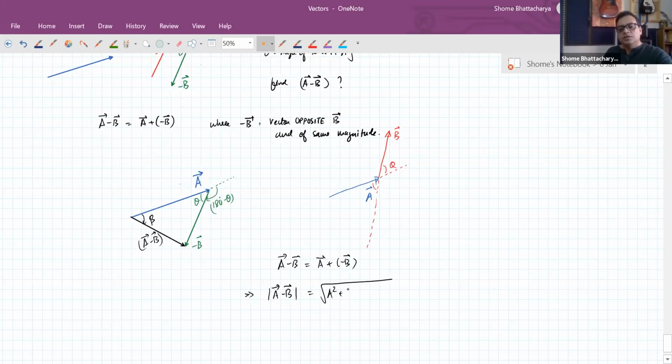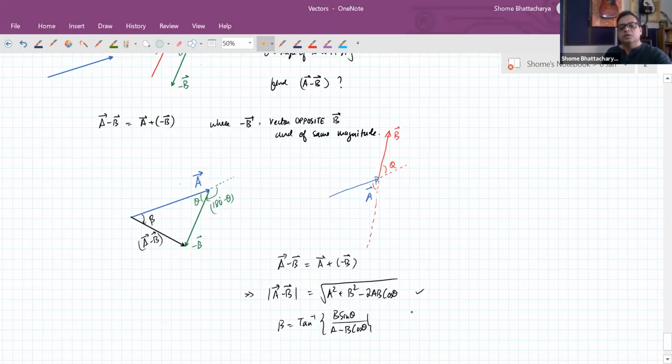what we'll end up with as a formula is that magnitude of A minus B will become root of A square plus B square plus 2ab cos of 180 minus theta. So cos of 180 minus theta is minus cos theta. So this becomes minus 2ab cos theta. And likewise, that angle beta becomes tan inverse of b sine 180 minus theta, which is the same thing as sine theta, upon a plus b cos 180 minus theta. So that again becomes minus b cos theta.